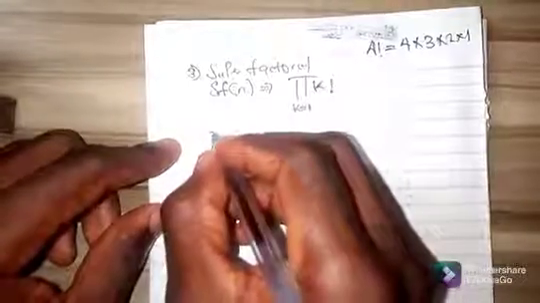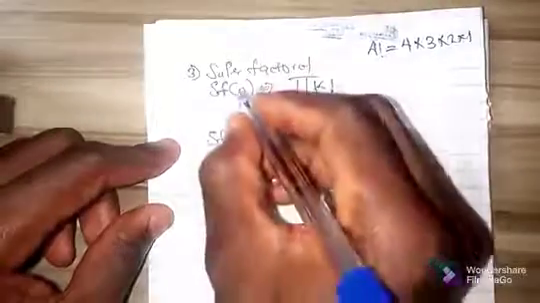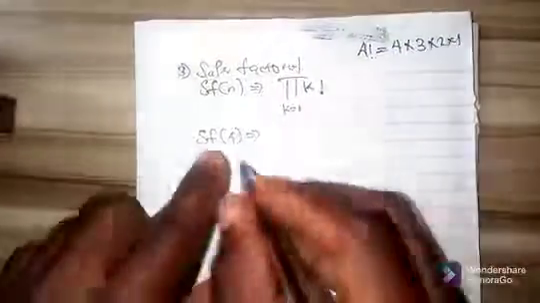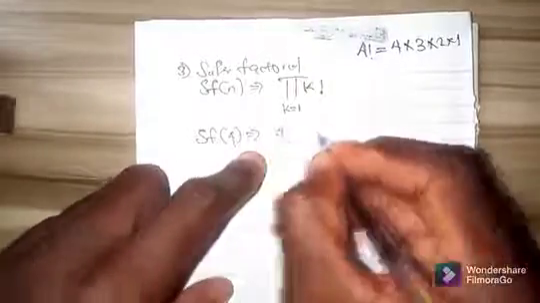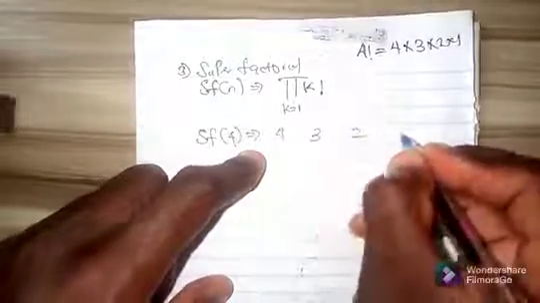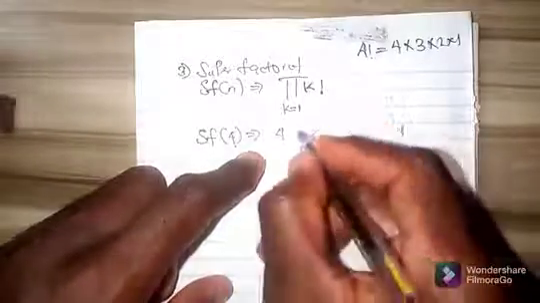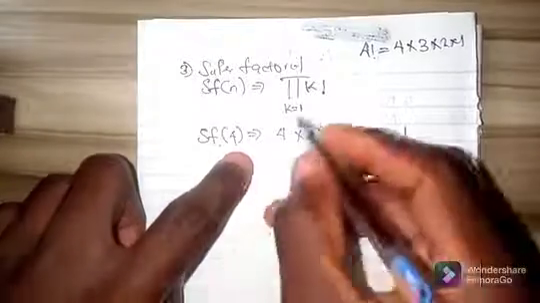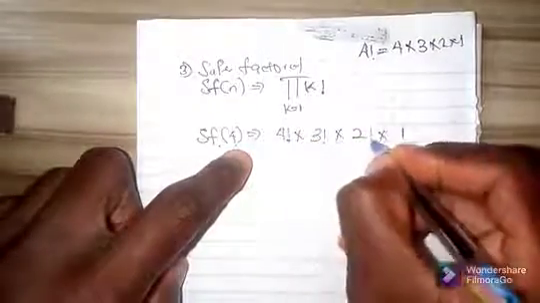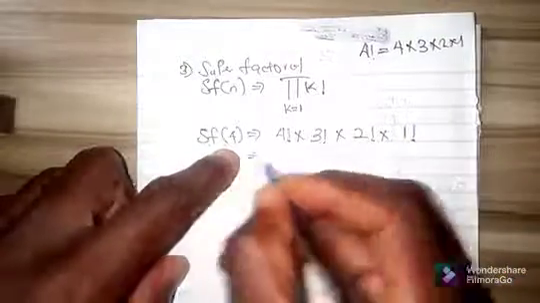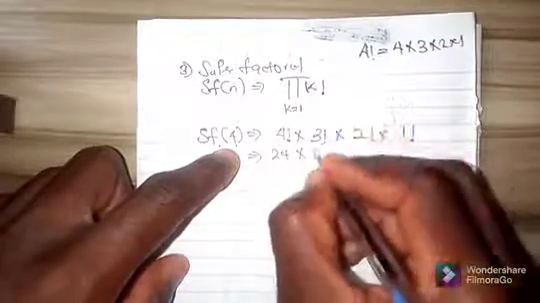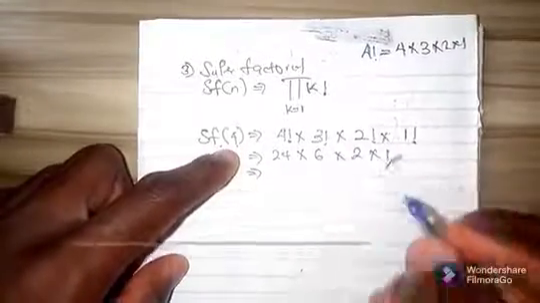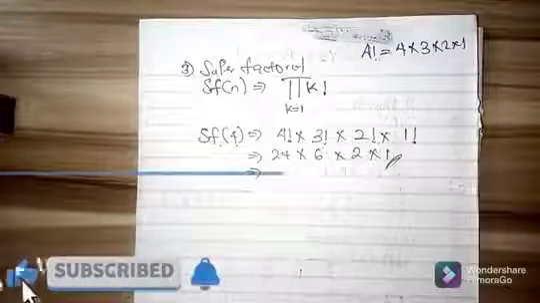Now, let's go for one example. SF of 4. From here, what is 4 factorial before? 4 factorial is 4, 3, 2, 1. Then, for me to get the super factorial, I have to put factorial in front of all the factorials. Then you have 24 times 6 times 2 times 1. You can multiply this together and have your answer. I'm not with a calculator here.